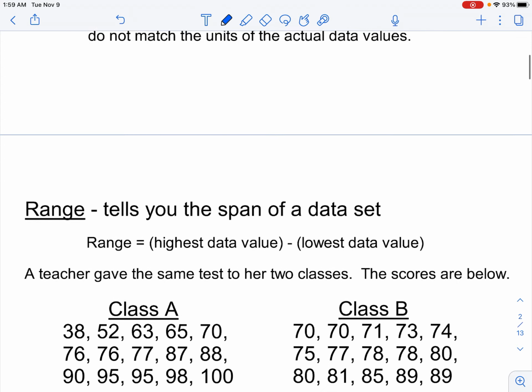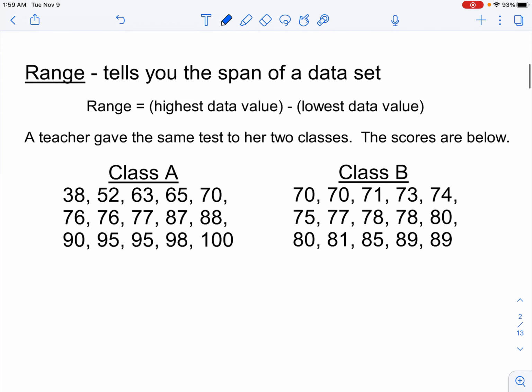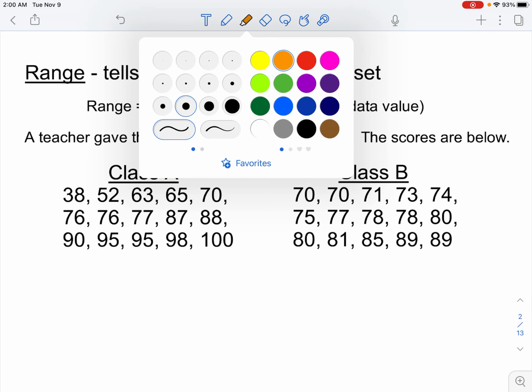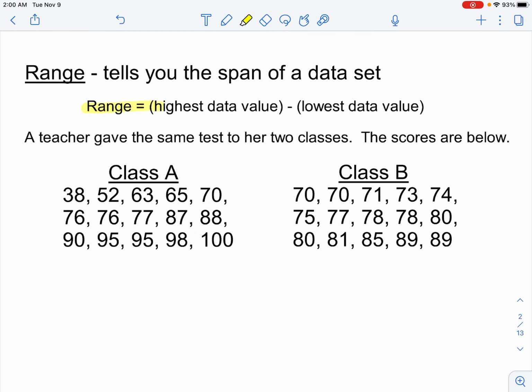Okay, so what is the range? Range tells you the span of a data set, or how wide a data set is, from smallest number to biggest number. It's a very simple computation. So what you're going to do is the range is the highest data value minus the lowest data value. That's it. It's a simple subtraction.